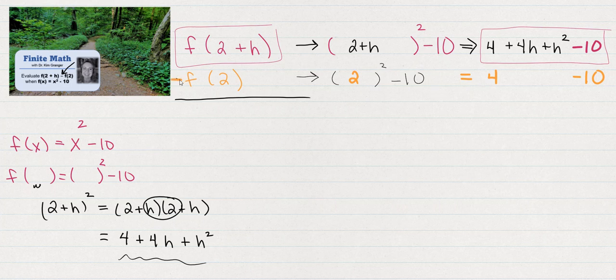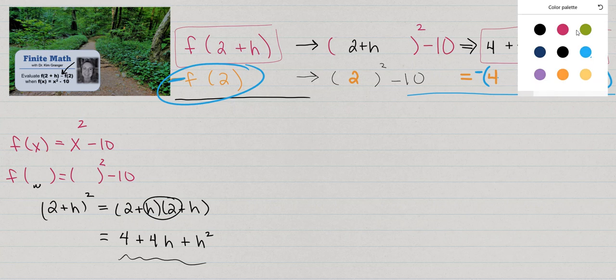Now remember what we were doing was subtracting these, right? We're going to subtract f of 2 from f of 2 plus h. So I've got to subtract this whole thing, not just the 4 and not just the negative 10, but the whole thing. So we've got 4 minus 4 is going to be 0. Negative 10 minus negative 10 is going to be 0.